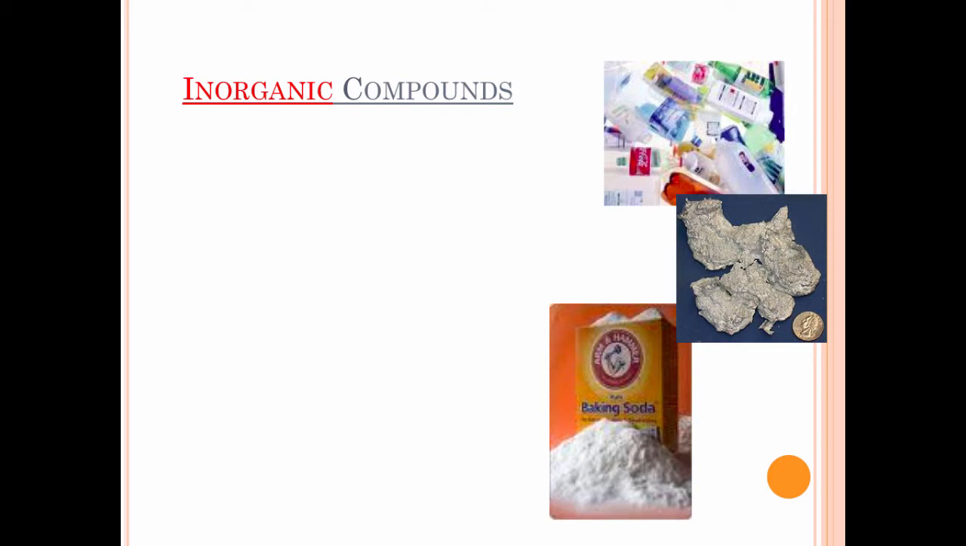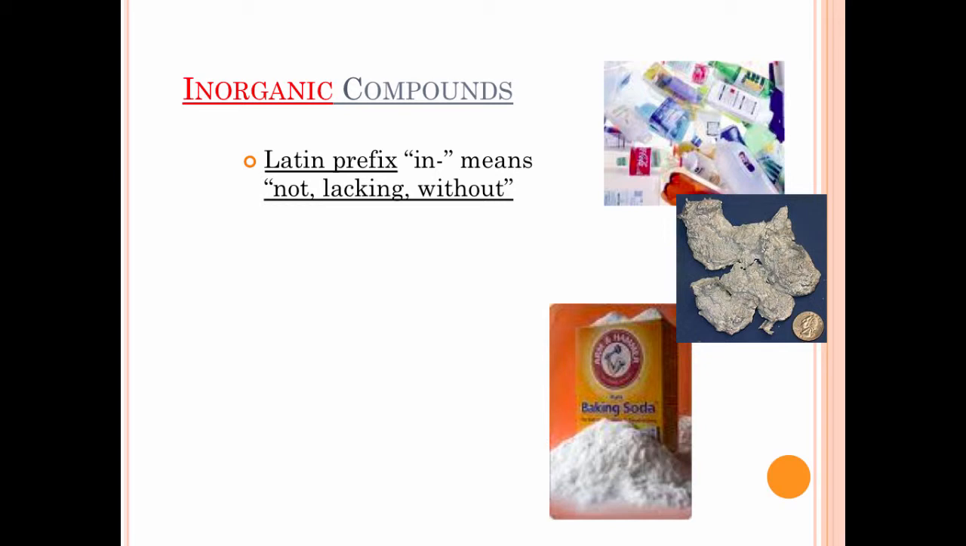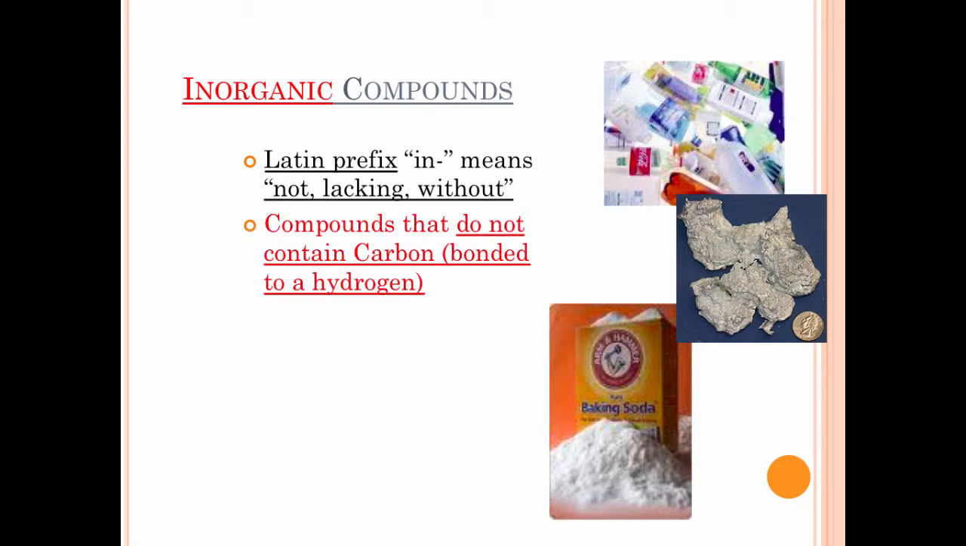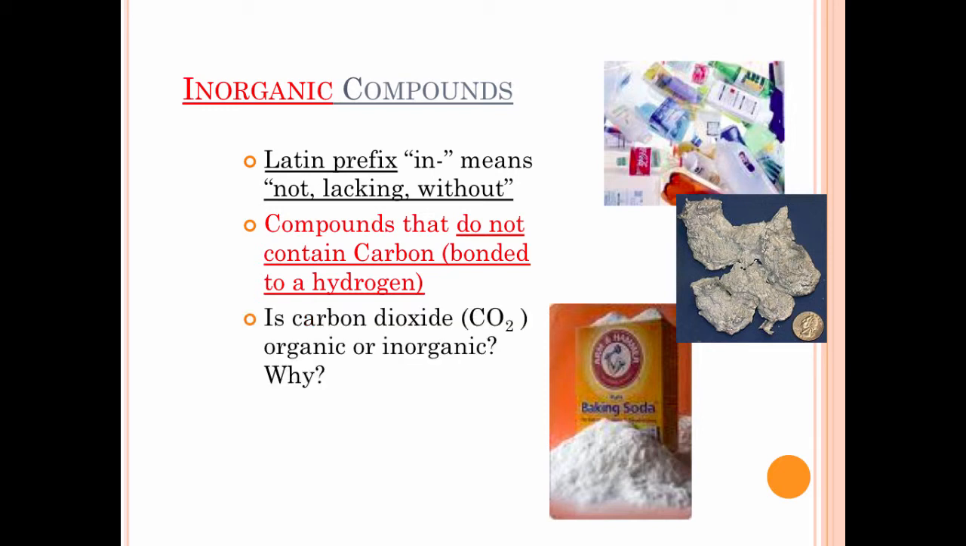So let's talk about inorganic compounds. If you have organic, then you have to have inorganic. In Latin, the prefix "in" means not, lacking, or without. So what do you think an inorganic compound is going to look like? Compounds that do not contain carbon and hydrogen. It is that simple. So when you're looking at a chemical formula, if you do not see a carbon and a hydrogen together, it is inorganic. If you do see one, it's organic.